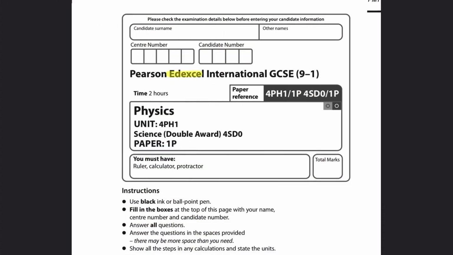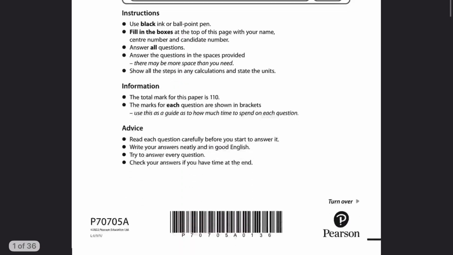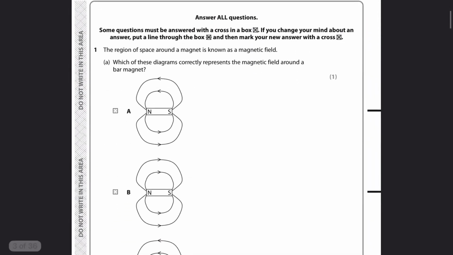This is the Edexcel IGCSE January 2022 physics paper, suitable for both double and triple award. Question 1. The region of space around a magnet is known as a magnetic field. Which of these diagrams correctly represents the magnetic field around a bar magnet?